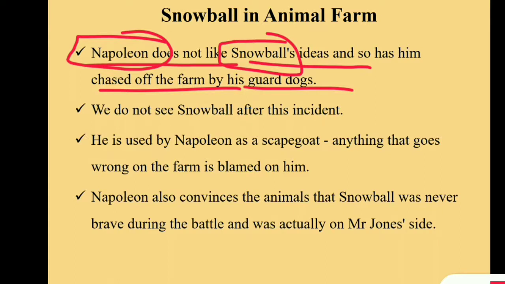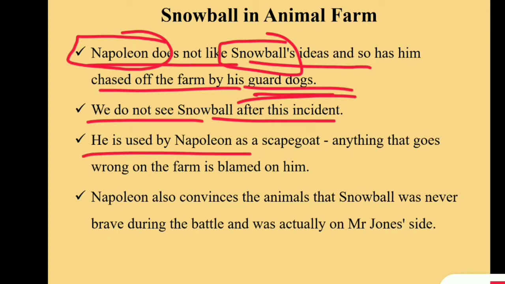Okay, common people are represented by animals in the Animal Farm novel. Here, Napoleon used his dogs to chase Snowball away. We do not see Snowball after this incident. He is used by Napoleon as a scapegoat. Anything that goes wrong on the farm is blamed on him.